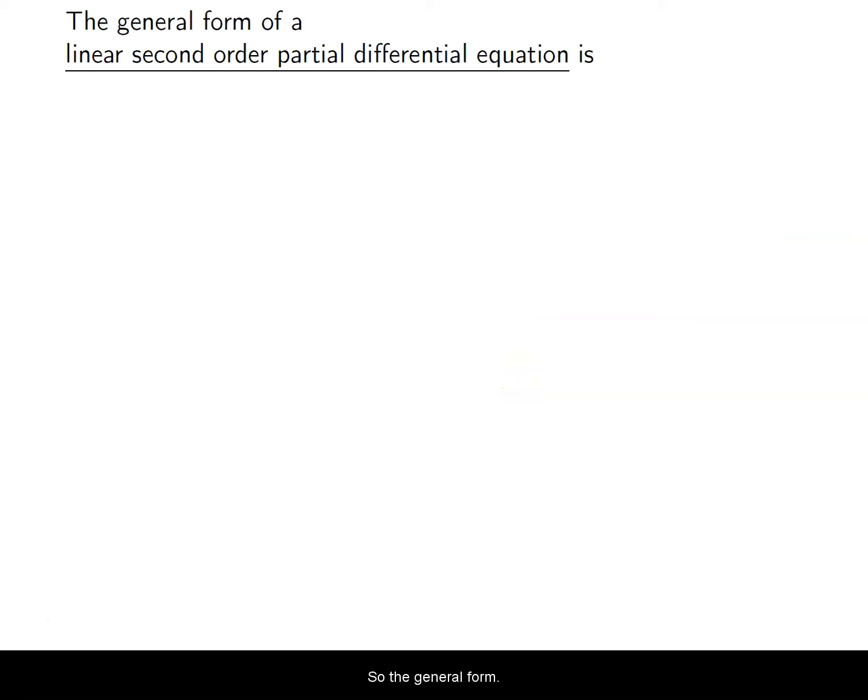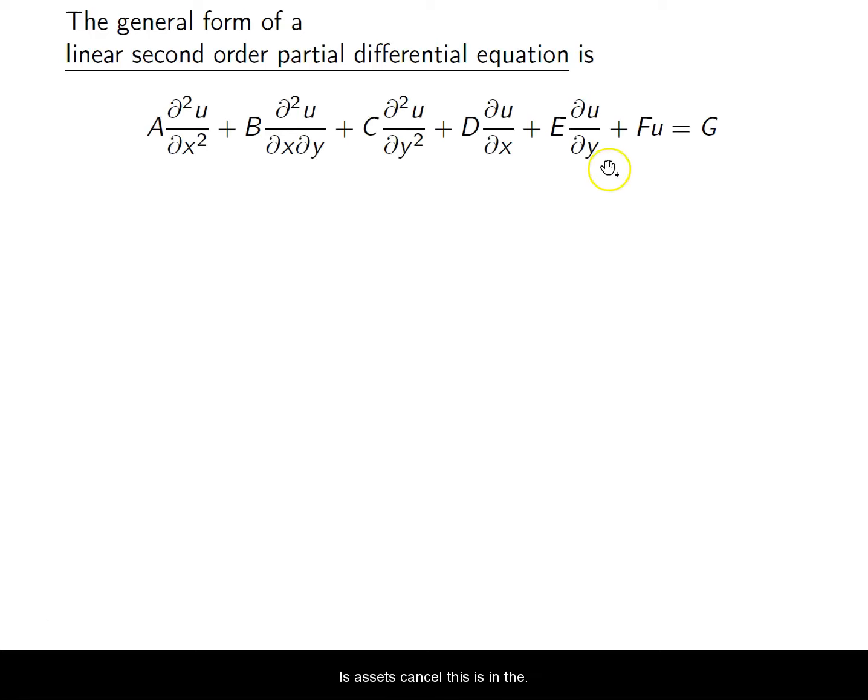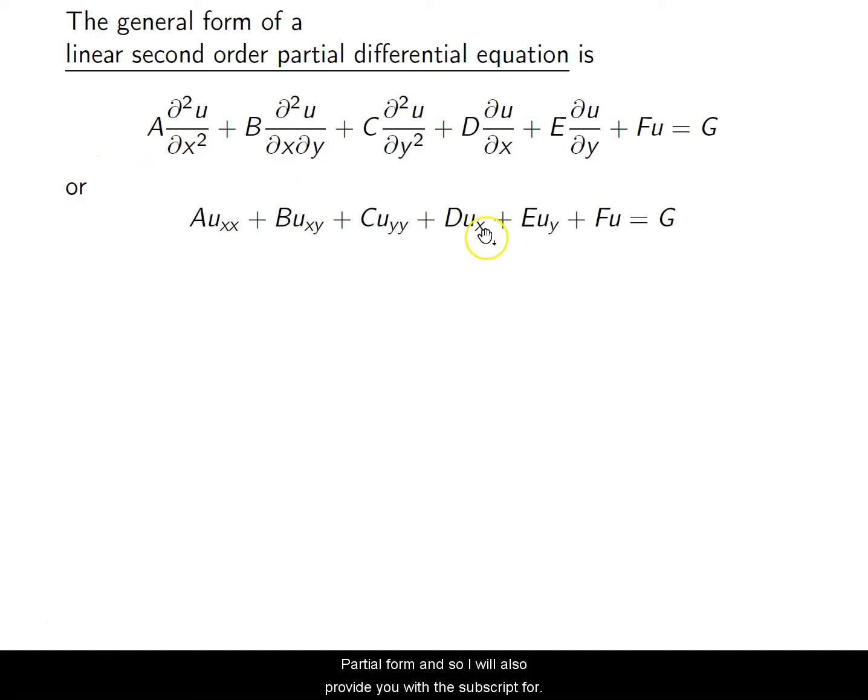So the general form of a linear second order PDE is as such. Okay, so this is in the partial form, and I will also provide you with the subscript form. So we have the Leibniz notation, and I actually don't know what this notation would be called. So the second partial of u with respect to x, or uxx.